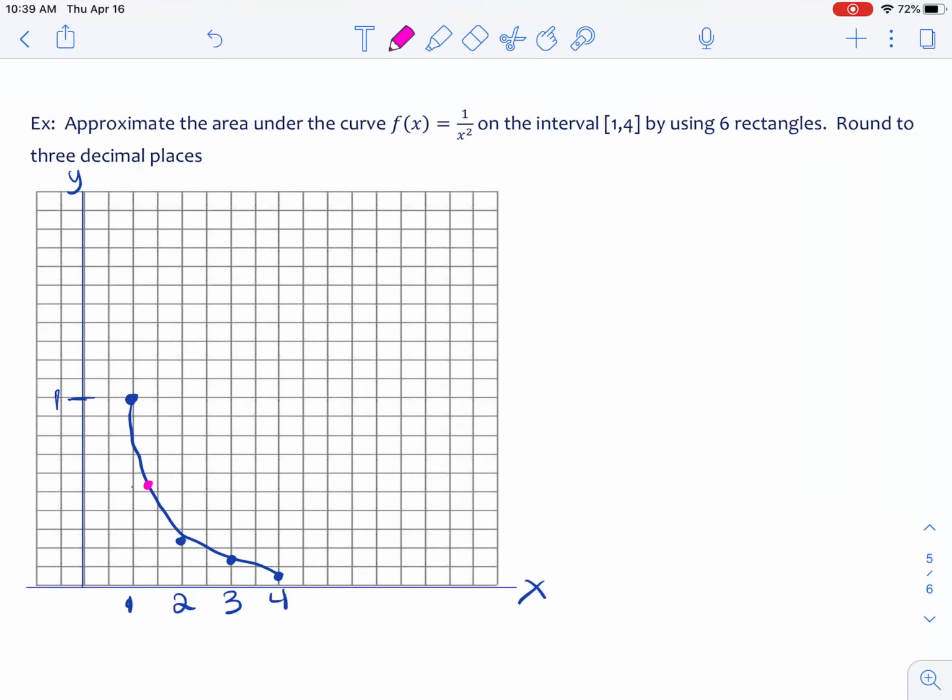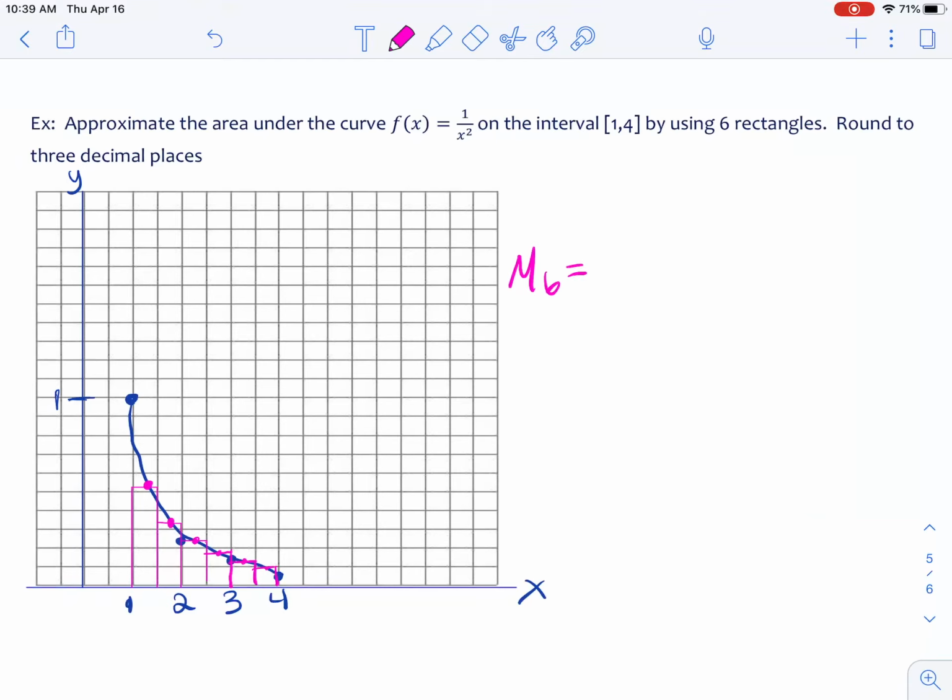So between 1 and 1.5, I'm going to have my height be at 1.25 right there. And then between 1.5 and 2, so my next height will be when x is 1.75. And then the next one is at 2.25. And you'll see I'm going to end up with 6 rectangles doing this. And again, I'm using midpoint. There we go. Okay.